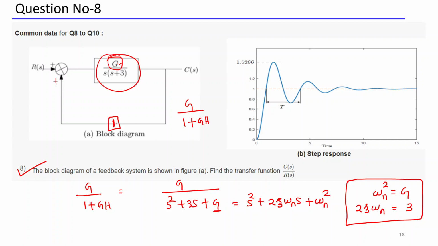If it is positive feedback, then you have to subtract this. This should be minus G. But here negative feedback is given, that's why I have written plus G. You can write it down directly. Otherwise, you can solve using the formulas to find out the closed loop transfer function.